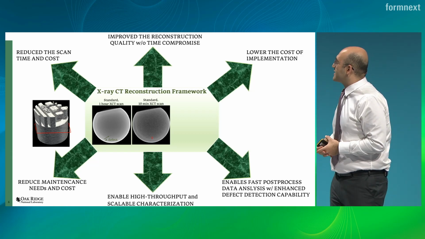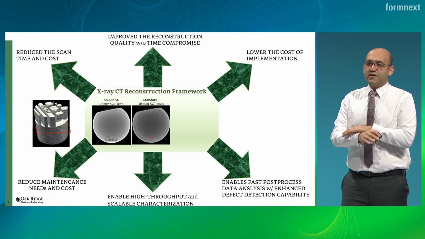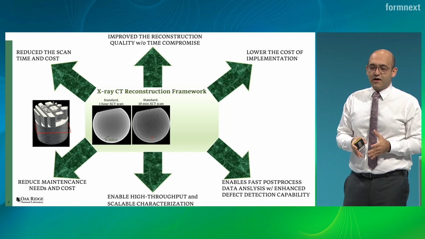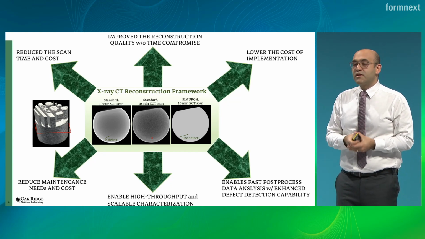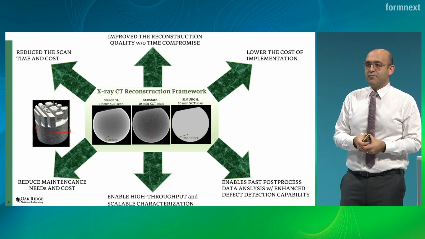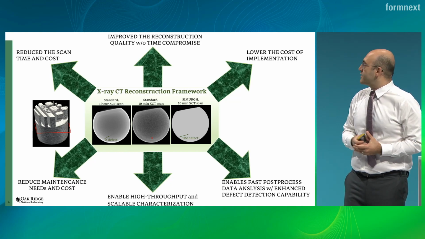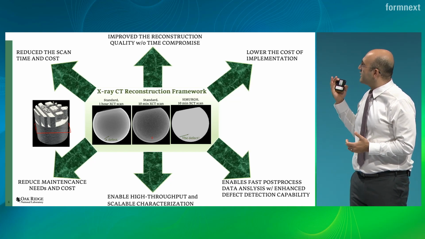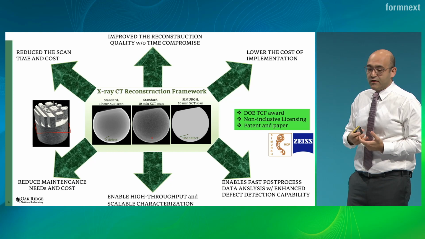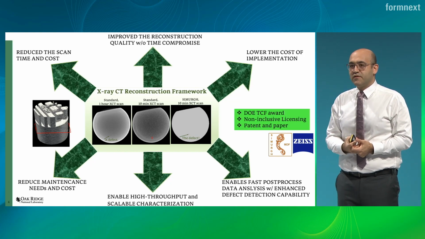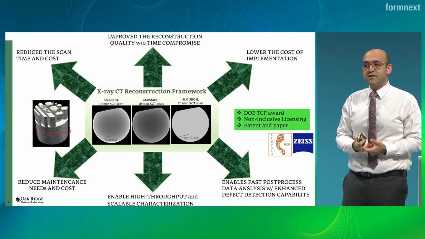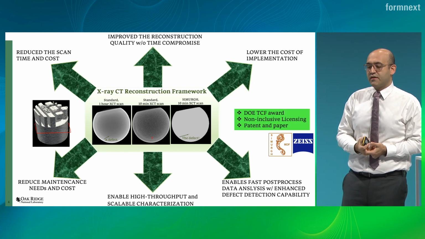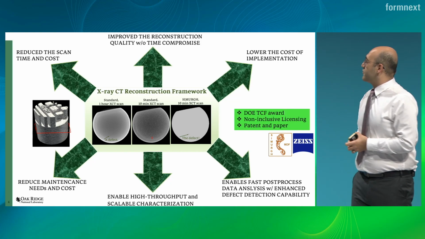We go to a 10-minute scan. It's a factor of 6 faster. Everything becomes noisy, the defect is gone, and it's not really usable. This is what you get from our algorithm with a 10-minute scan of the same sample. So I think the image speaks for itself, and this has allowed us to receive a Department of Energy Technology Commercialization Fund Award. We have a non-exclusive licensing with Zeiss, who are using this software right now, and we have patents and papers for this.